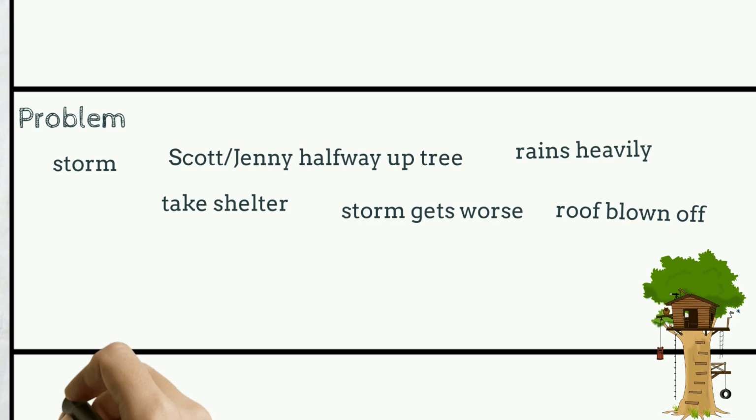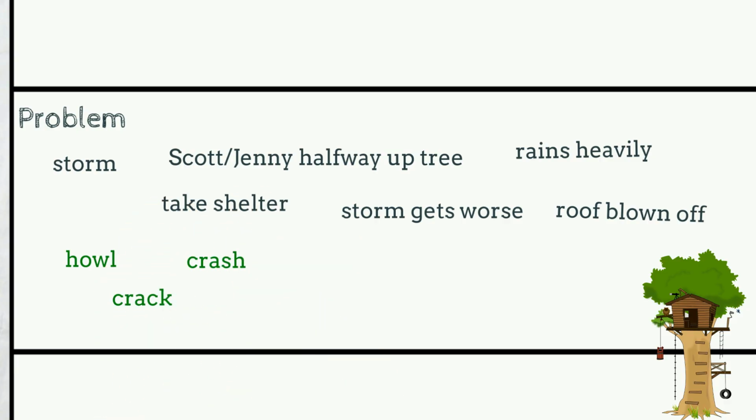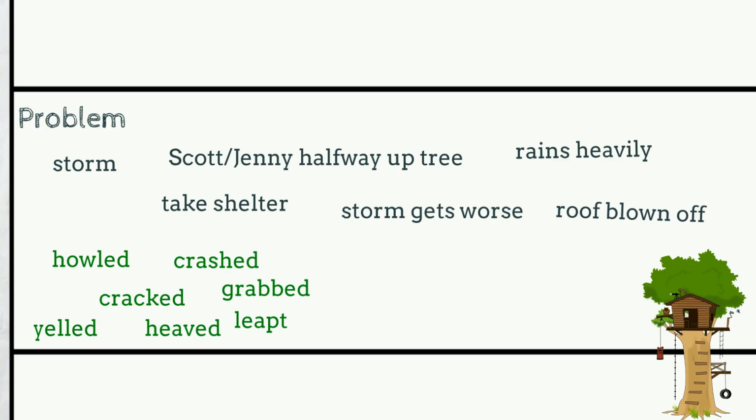The wind could howl and the thunder crack. A branch could crash into the side of the treehouse. One of the characters could leap. Now, because I'm writing my narrative in past tense, I'll make sure I write my verbs in past tense. Here's a few more: yelled, grabbed, heaved, rattled.